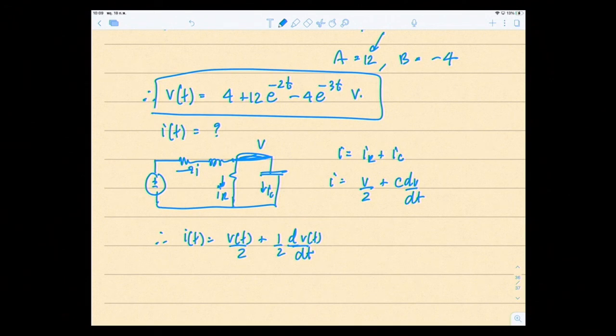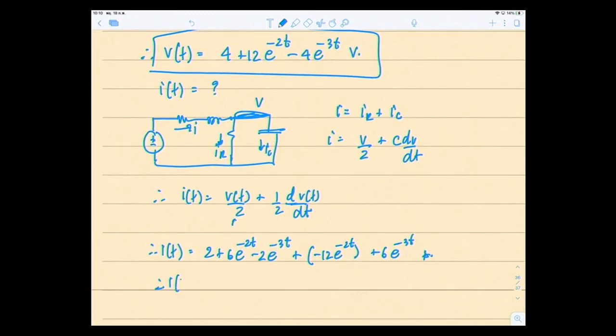So therefore I of t, divide everything by 2 on the first term, becomes 2 plus 6 e to the minus 2t minus 2 e to the minus 3t, plus a half, you differentiate the V, so it becomes minus 12 e to the minus 2t plus 6 e to the minus 3t amps. So therefore, I of t becomes 2 minus 6 e to the minus 2t plus 4 e to the minus 3t amps. So this is your current I.